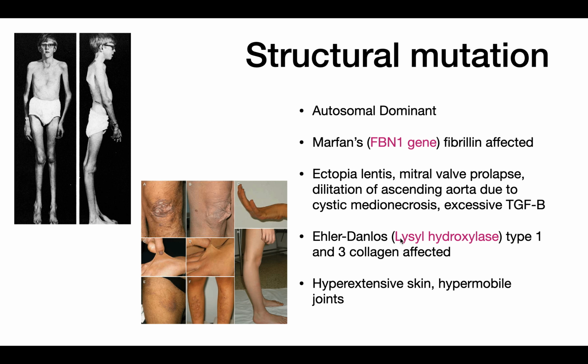Ehlers-Danlos is a mutation affecting lysyl hydroxylase. So type 1 and type 3 collagen is going to be affected, and it's going to result in hyperextensible skin and hypermobile joints. Refer back to the biochemistry lectures, because we go through that in a lot more detail.